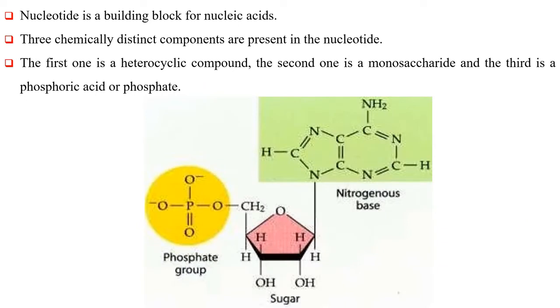A nucleotide is the building block of nucleic acids. Three chemically distinct components are present in a nucleotide. The first one is a heterocyclic compound, the second one is a monosaccharide, and the third is phosphoric acid or phosphate.